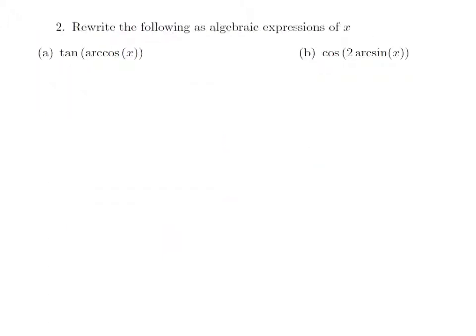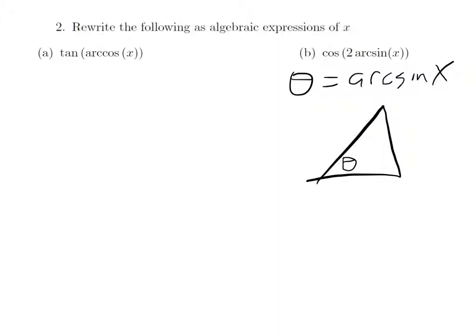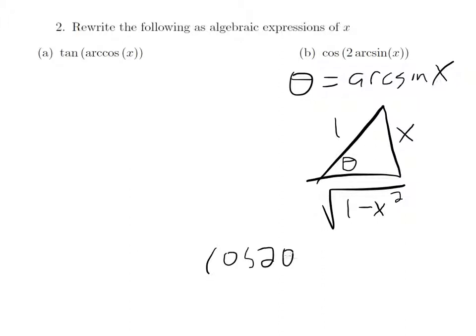Some examples where there's just an x involved. Cosine 2 arc sine. So if we do this one for a minute. Again, let theta equal the arc function. So we would have this information. Sine is x, so that would be opposite over hypotenuse, giving us, completing the Pythagorean theorem, the adjacent side. Then cosine 2 theta would be cosine squared theta minus sine squared theta from our identities.